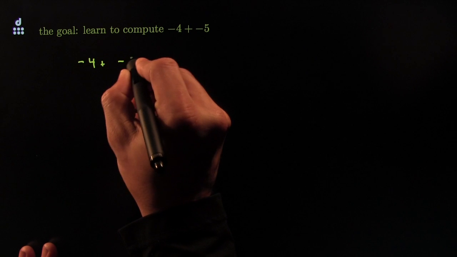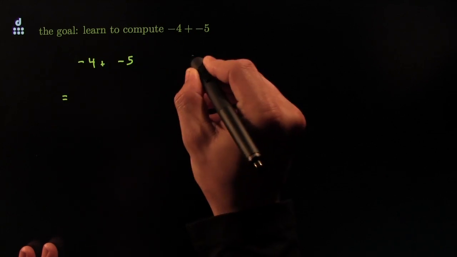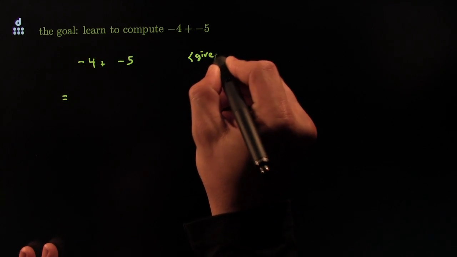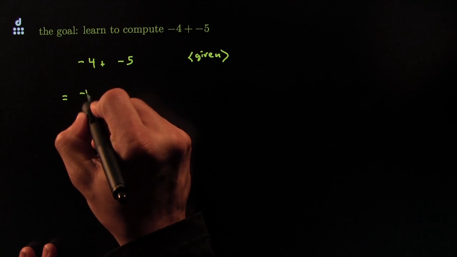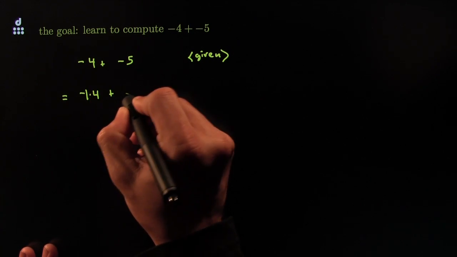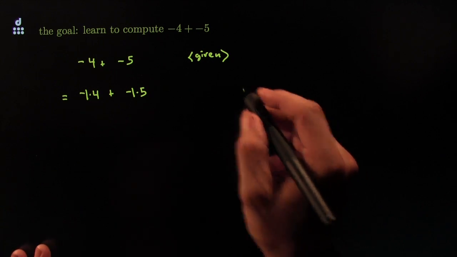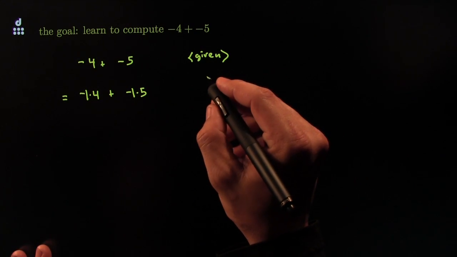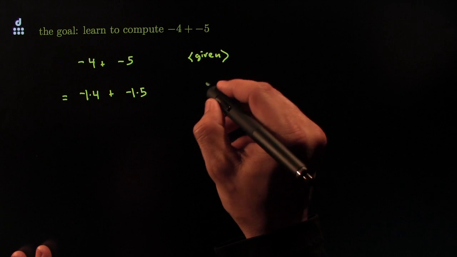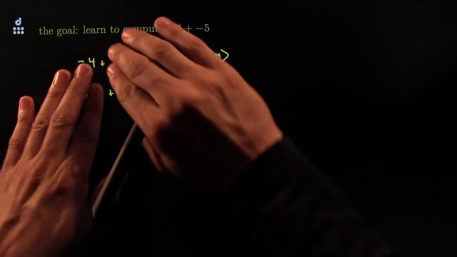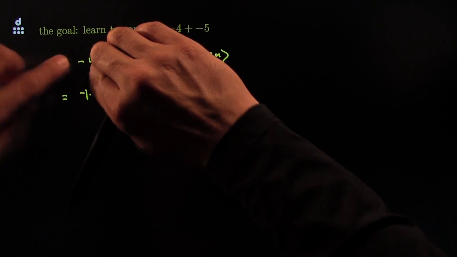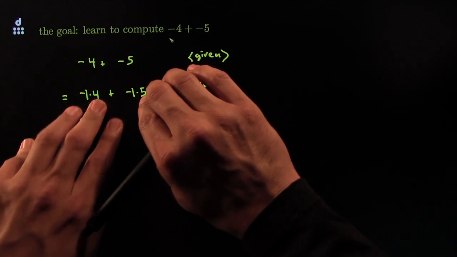-4 plus -5. That's what's given, and I can rearrange that into something like this. -1 times 4 plus -1 times 5. Right? And the reason I can do that is because of the minus theorem. The minus theorem says I could take these negative numbers and unglue the negativeness from them, such as this.